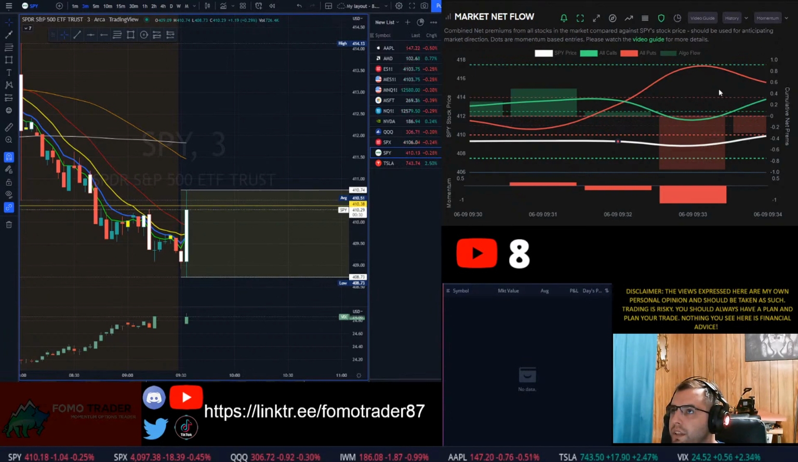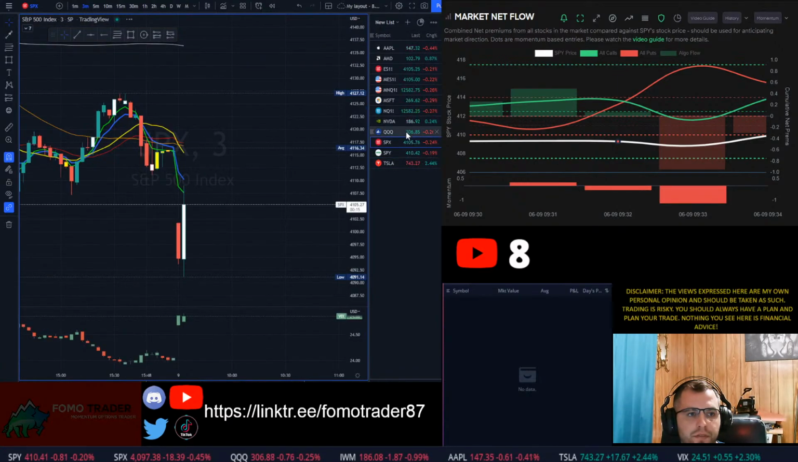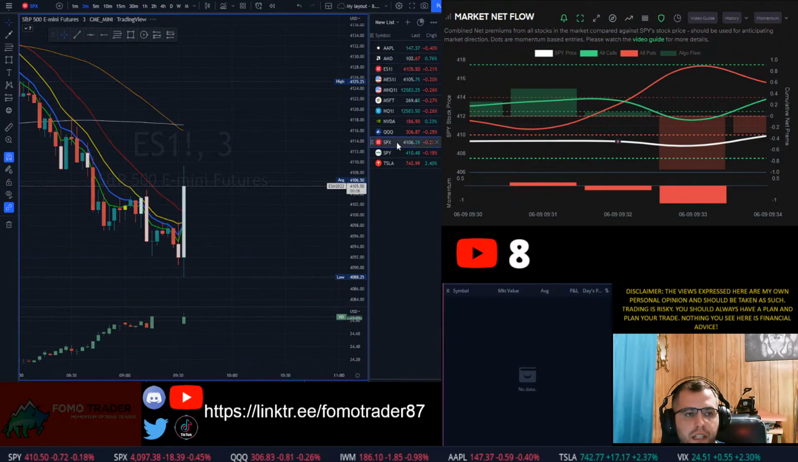Market net flow over here is kind of all over the place right now. Calls started out on top, then puts came and crossed over calls. Now it looks like the puts are about to go back underneath the calls again. SPX going for a gap fill here. ES spiking.